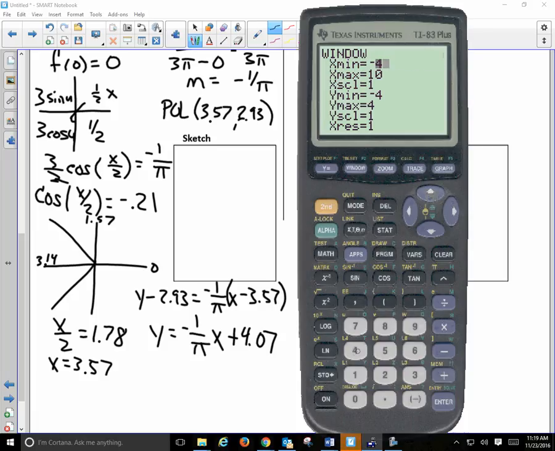negative 4 pi, and then positive 4 pi. We'll put a tick mark every pi. Watch my graph here. I think this is sweet.